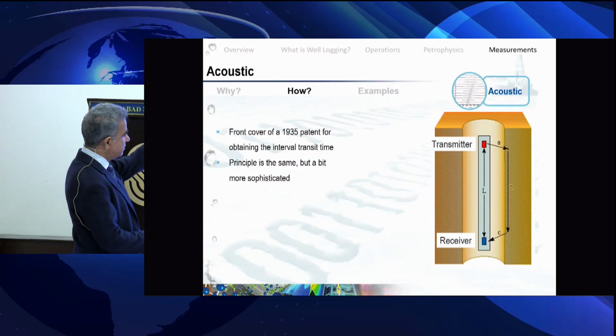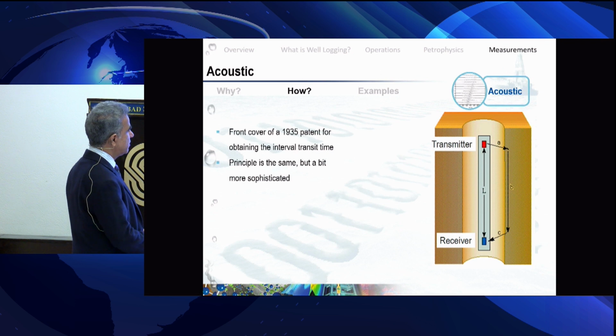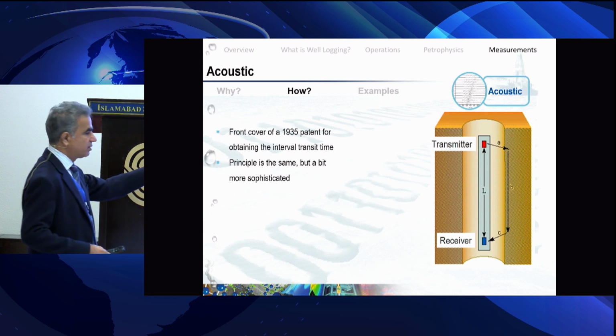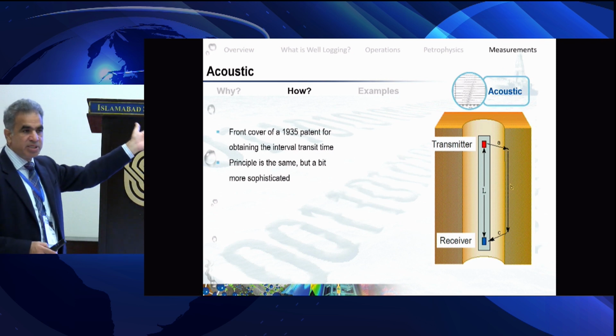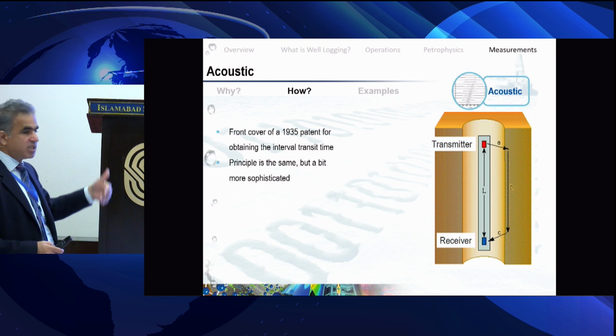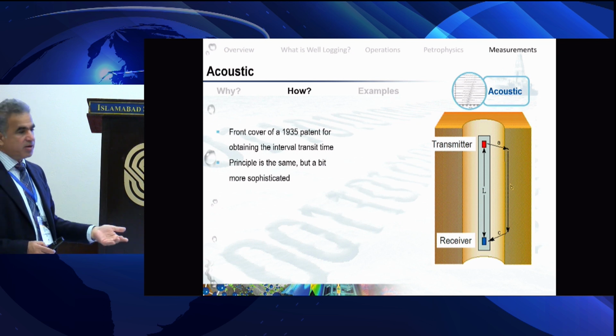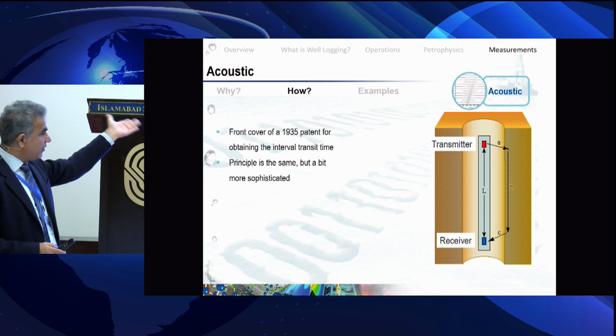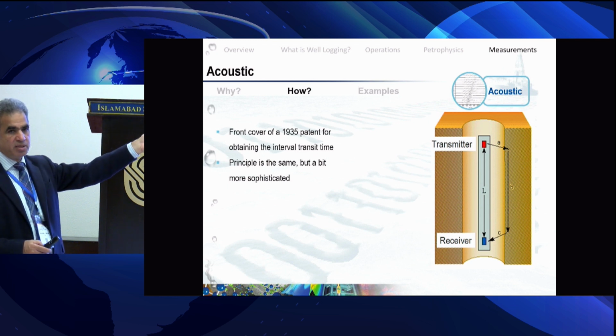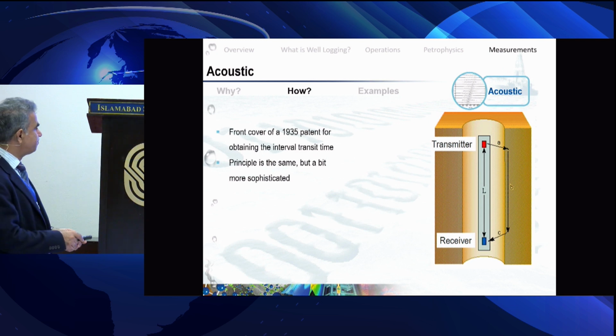So this is like a tool in the borehole that has a receiver and a transmitter. The transmitter sends the sound wave, and the receiver receives the sound waves. Of course, the sound wave leaves the borehole, goes into the formation, and then comes back to the detector, the receiver.